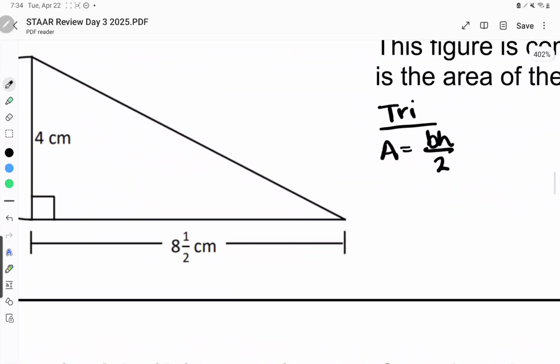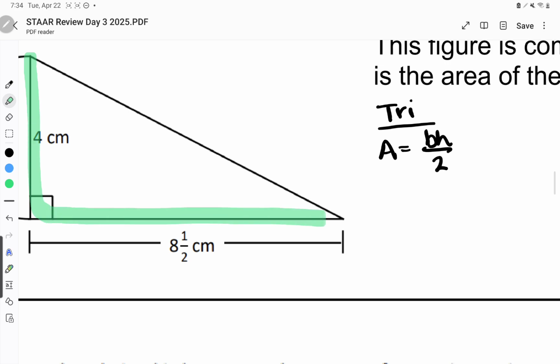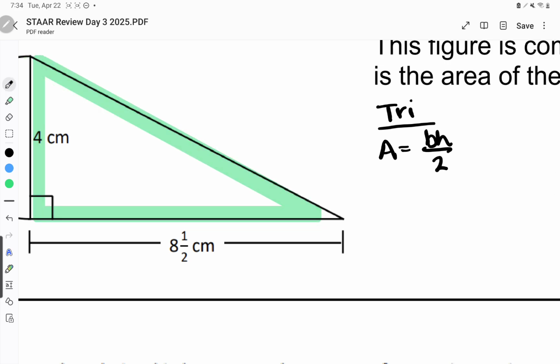We'll start with the triangle. So just taking a look at my triangle right here, I have 4 and 8.5. So area equals 4 times 8.5 divided by 2.